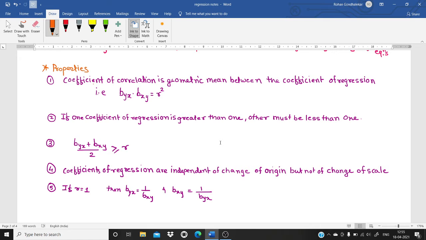We'll discuss a problem depending on this later on, and there you will get a clear idea. Of course, if r is 1, that is, if there is a perfect correlation, then byx and bxy are reciprocals of each other. So these are very important properties that you must remember. Now we are coming to problem solving based on this chapter. Let's start with the first example.